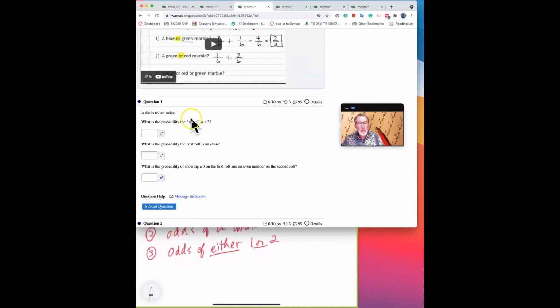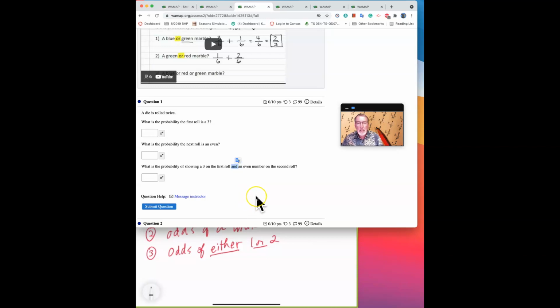So a single die is rolled twice. What's the probability the first roll is a 3? And then the second, what is the probability the next roll is an even number? And lastly, what is the probability of showing a 3 on the first roll and an even number on the second roll? So this last one combines both of the first two with the word and, right?